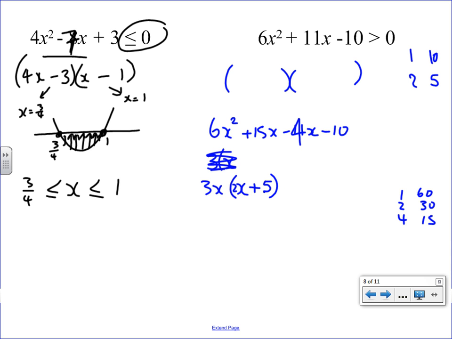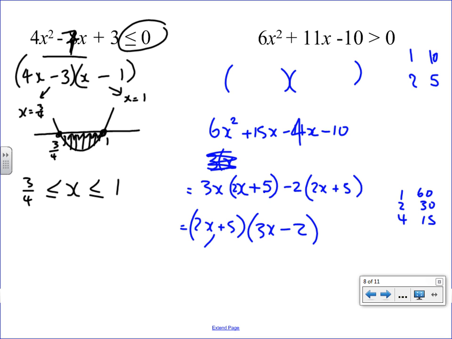And then if I pull out minus 2, 2x add 5, so it equals 2x add 5, 3x minus 2. So the roots are minus 5 over 2 and 2/3. So the quadratic looks like this with minus 5 over 2 here and 2/3 here.